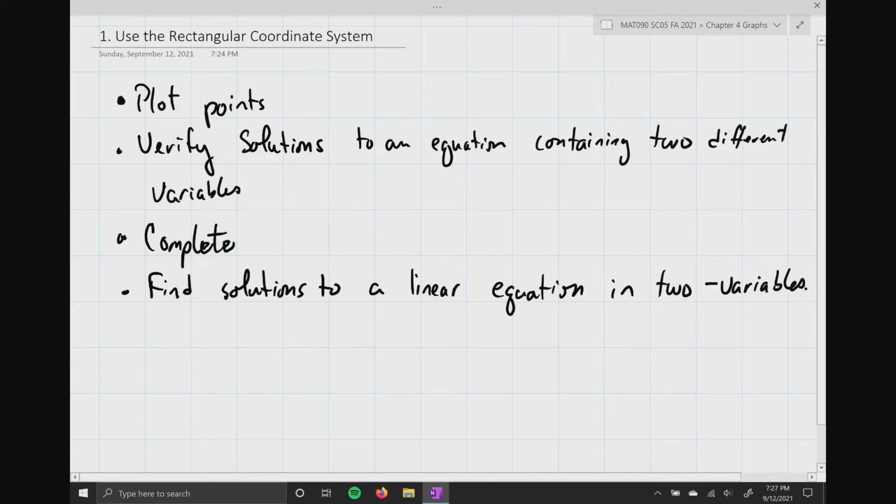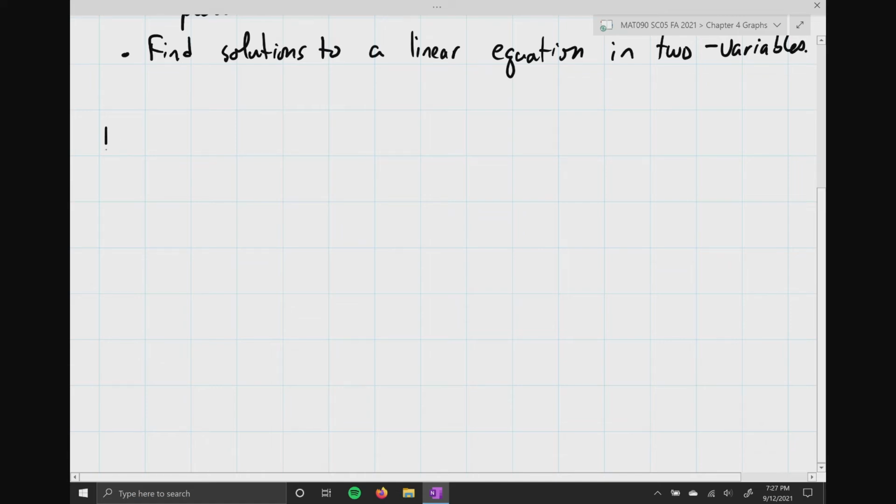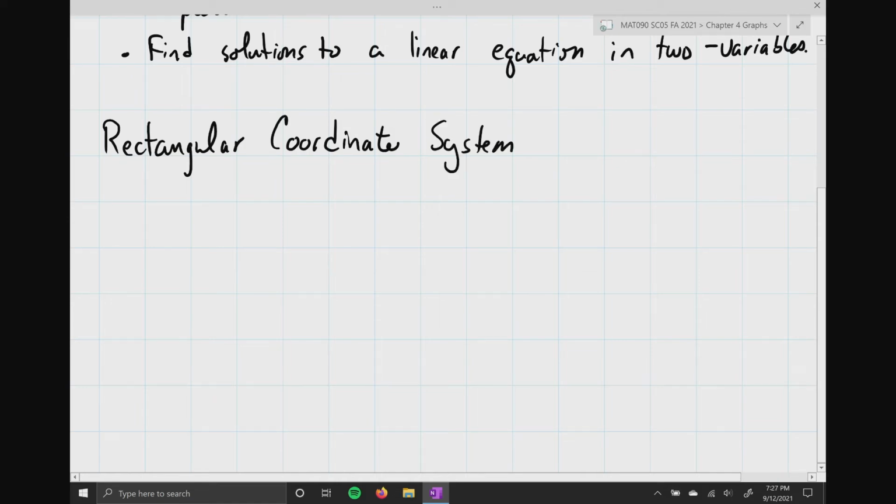Okay? So first, let's go over a rectangular coordinate system. Now you should notice on your screen that I'm using graph paper, grid paper. All right, and it's really going to help us out by using this because it keeps everything nice and neat.